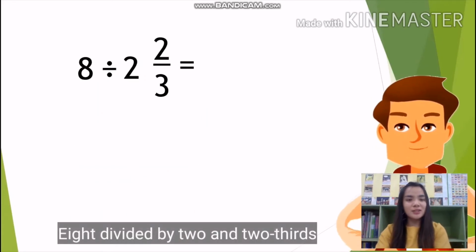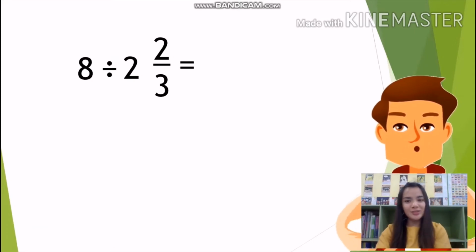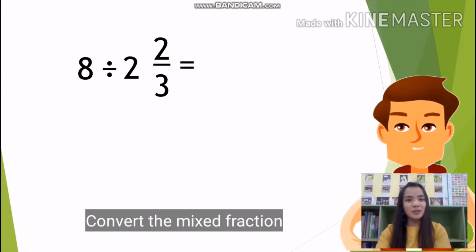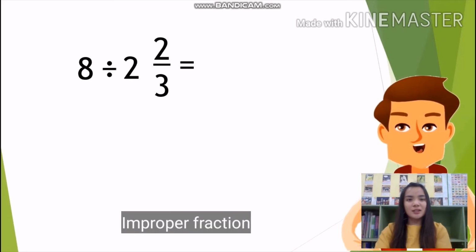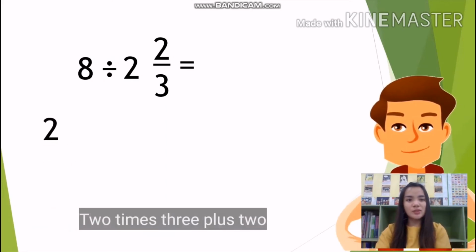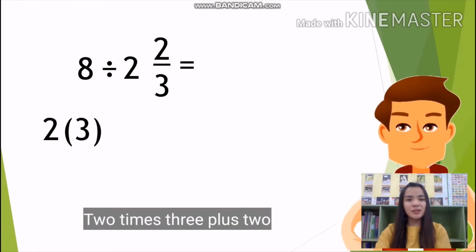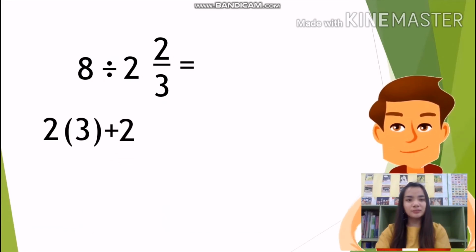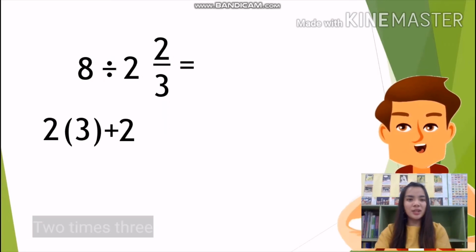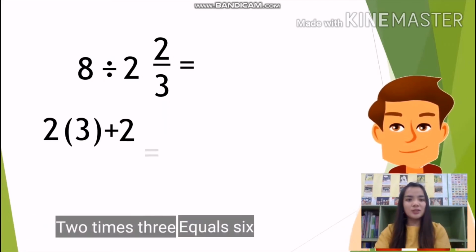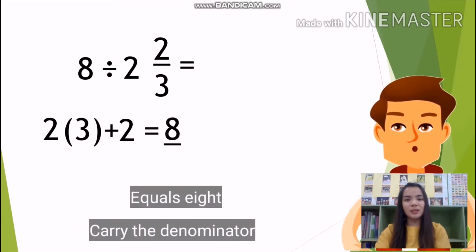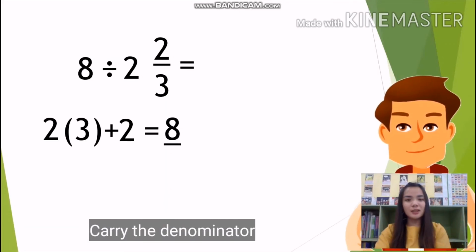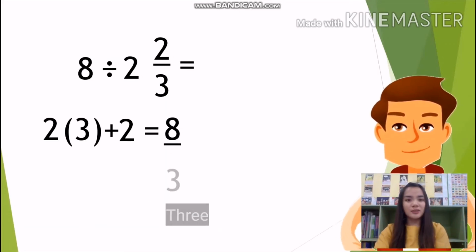How about 8 divided by 2 and 2/3? First thing that we're going to do, we need to convert our mixed number or mixed fraction into an improper fraction. So we multiply 2 times our denominator, then we add our numerator. So 2 times 3 is equal to 6, plus 2 is equal to 8. Then we carry our denominator. So what number is in our denominator? It is 3. Very good.